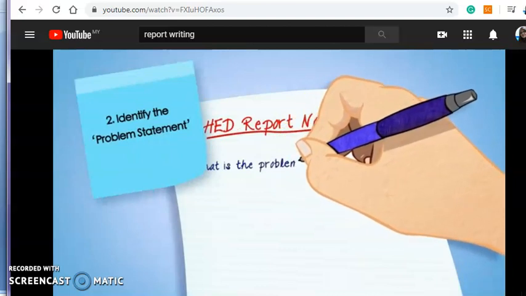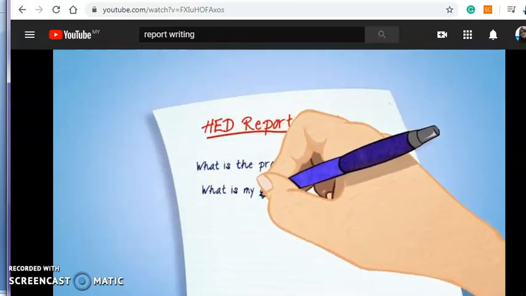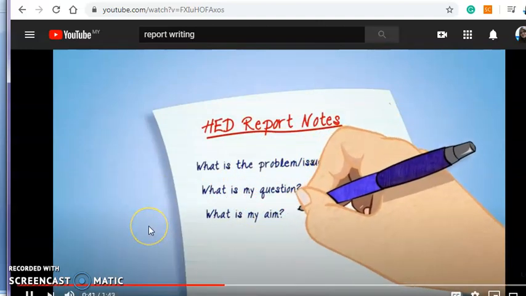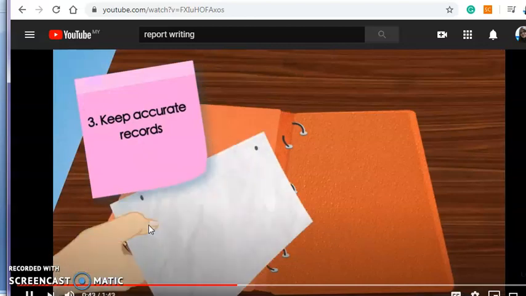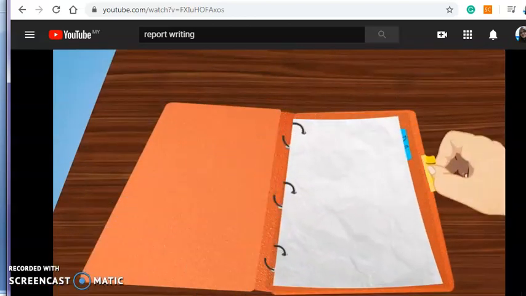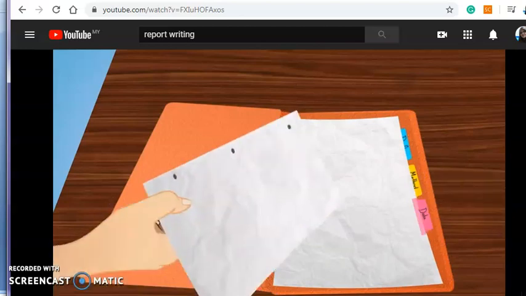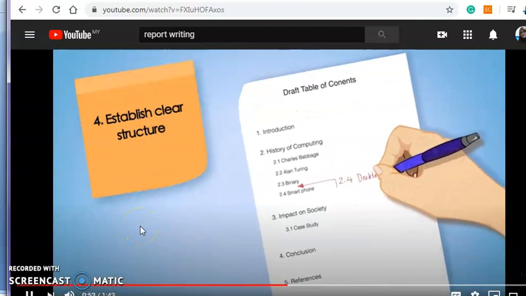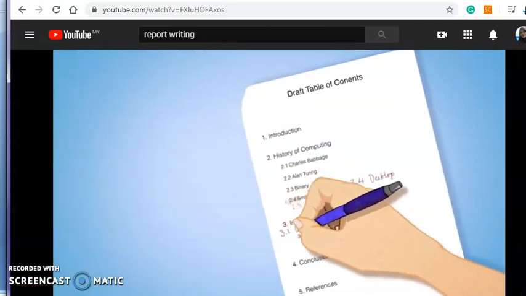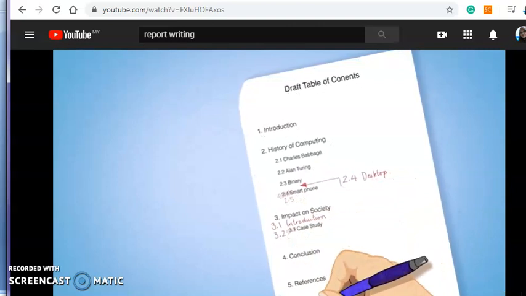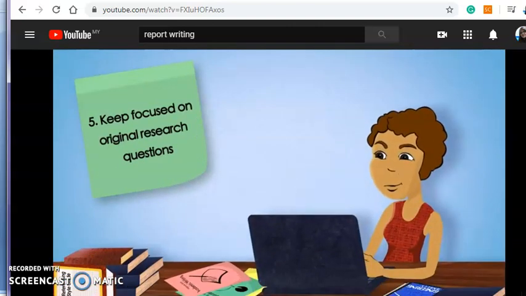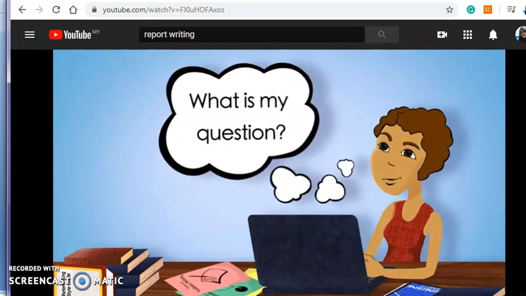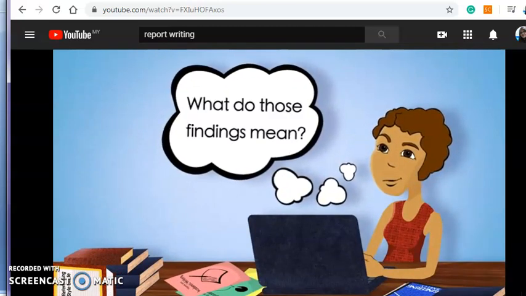Identify the problem statement, which is the central question or hypothesis or problem you're investigating. Follow this with some research questions or aims for your investigation. Keep accurate records of all your readings and notes, such as your methods for collecting data, the data you collected, how you analyzed it, and your conclusions about the findings. Establish a clear structure for the whole report. Drafting a table of contents will help you list your headings or topics and related subheadings in a logical order. While writing each section, stay on track by revisiting the original brief and the original problem statement. This will keep your writing focused and relevant.